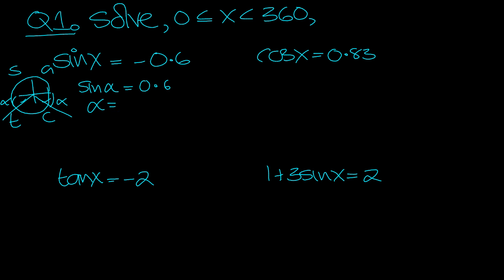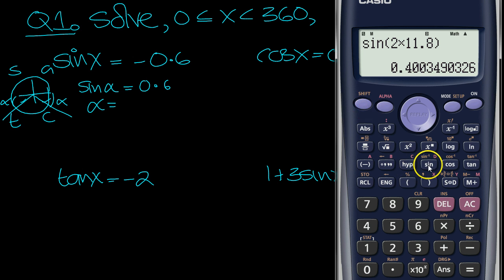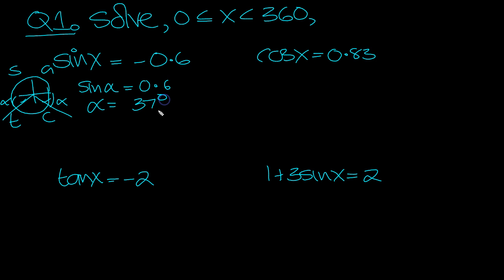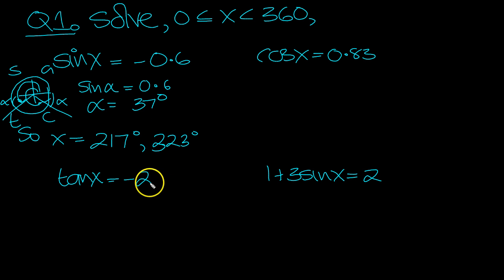So alpha then is equal to shift sine 0.6, which is 37 degrees. So x is equal to then, let's read off the solutions. The first solution will be round to here: 180 plus 37 is 217 degrees. And then the next solution will be right around to here: 360 back 37 is 323 degrees.